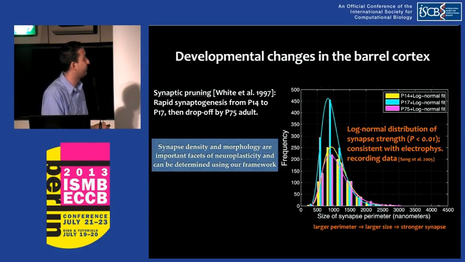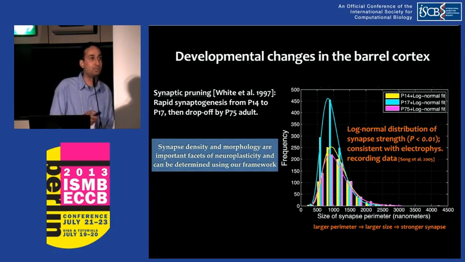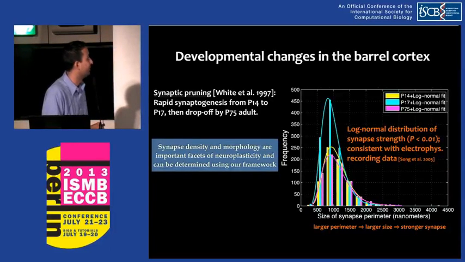And people have quantified this using other techniques very slowly. So here, in a matter of about a week or so, we looked at three different ages of animals, P14, P17, and P75, and I'm plotting here the number of synapses across each of these ages. You see exactly this big peak that happens at about P17, followed by a drop-off by the time you reach adulthood at P75. So this is very consistent with other data describing pruning.